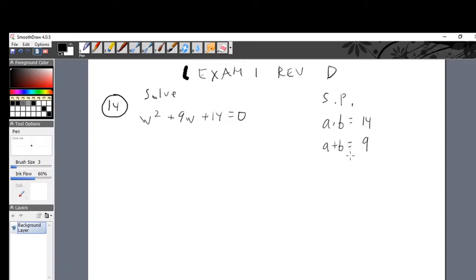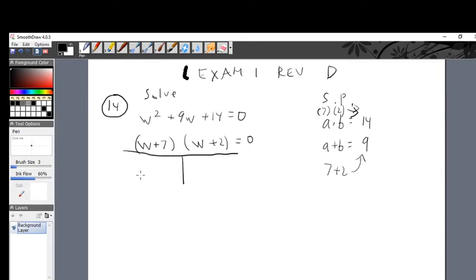If we can't do this, then we'd have to go to the quadratic formula. But there are two numbers. 7 times 2 is 14, 7 plus 2 is 9. So we've got the two numbers. There they are: W plus 7, and then another W plus 2 equals 0. Go into the T formation. I loosely call it the T formation. Set up W plus 7 equals 0, and minus 7 on both sides. We can skip a step. We get negative 7 as the answer.